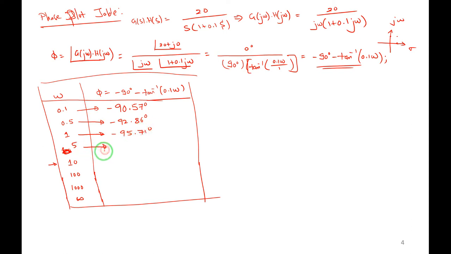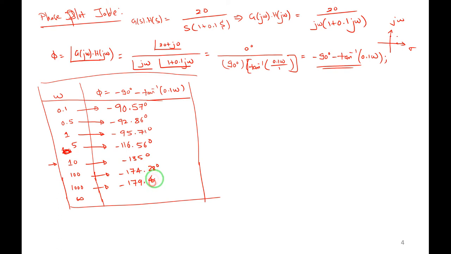Then for 5, I am calculating for 5. So it is minus 116.56. So make the equation properly, right? Then 10, minus 135 degree. For 100, I am getting minus 174.28 degree. Next for 1000, I am getting minus 179.42.